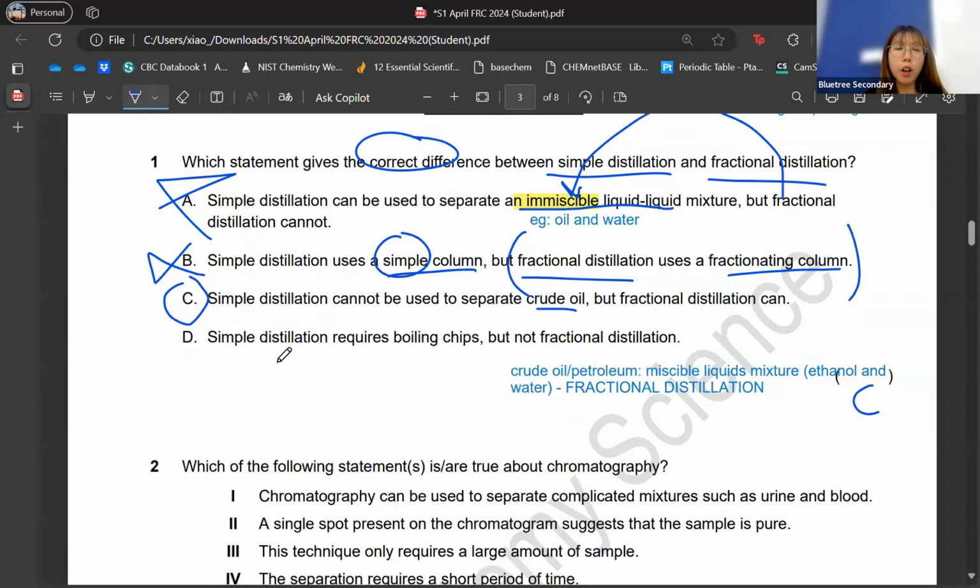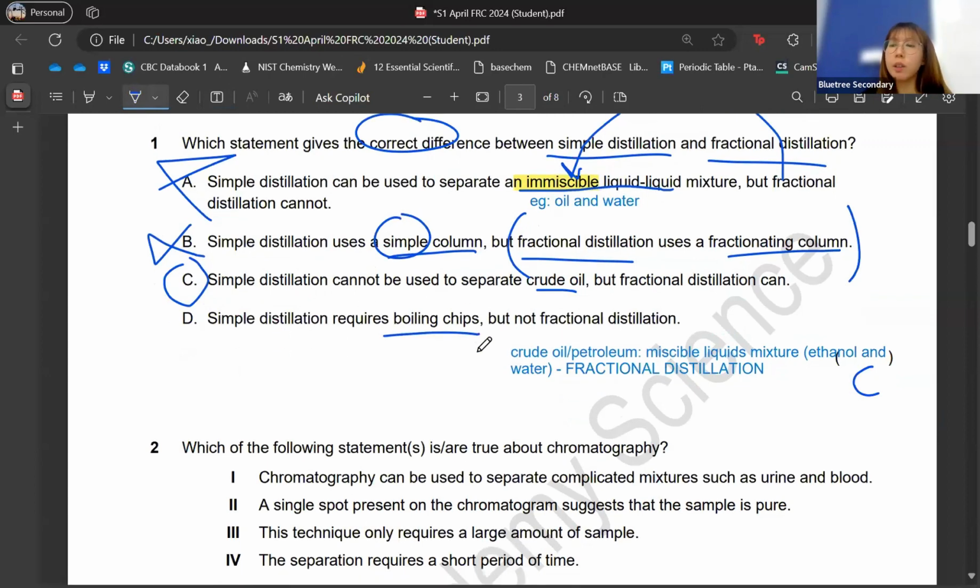Okay, if we do a quick check for option D, both distillations do require boiling chips to reduce the bumping effect by ensuring a smooth boiling.